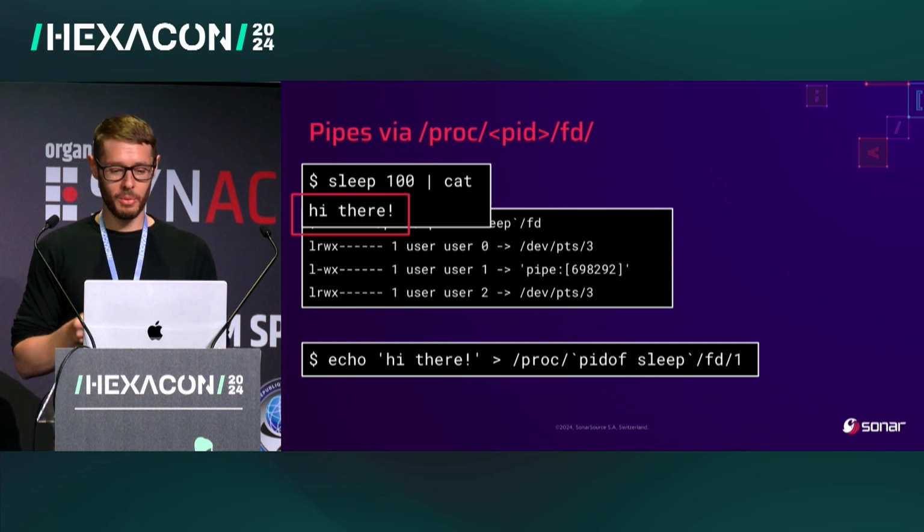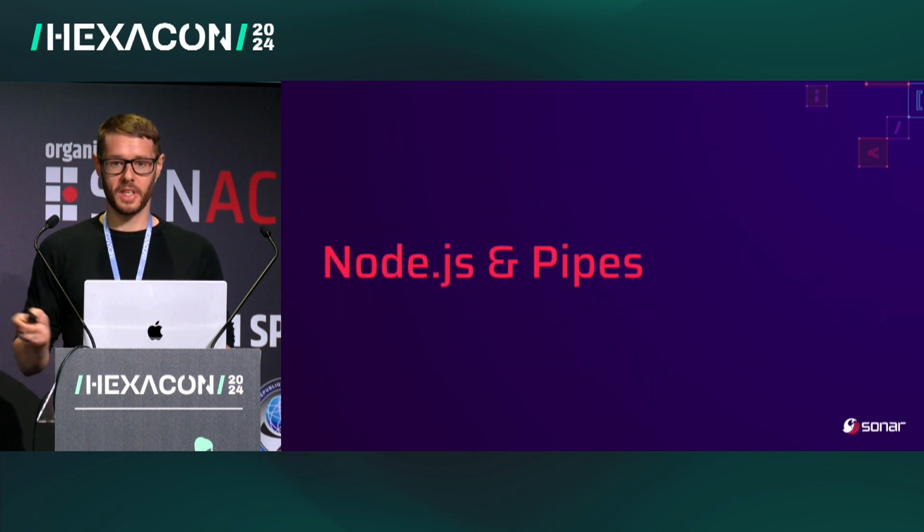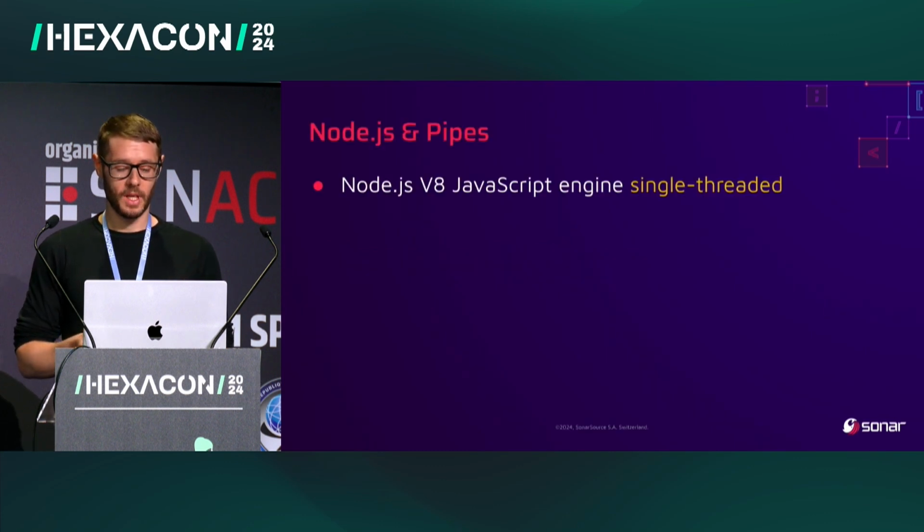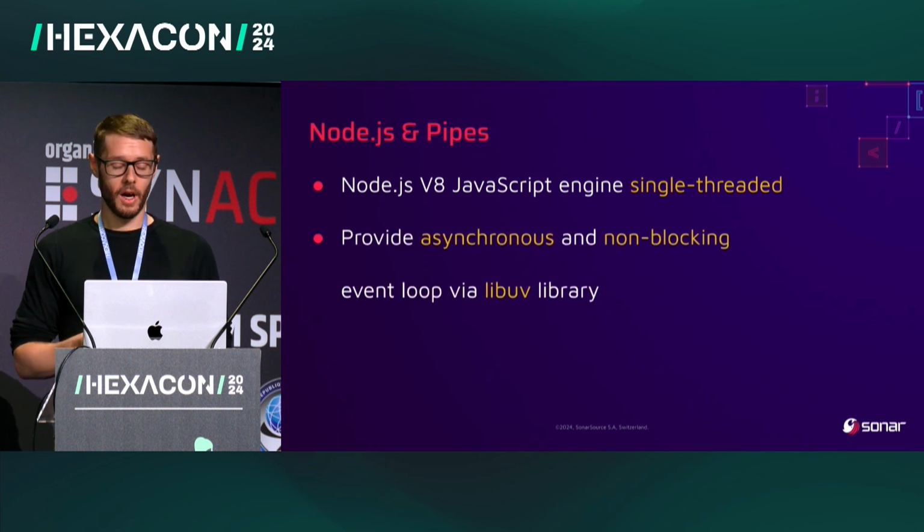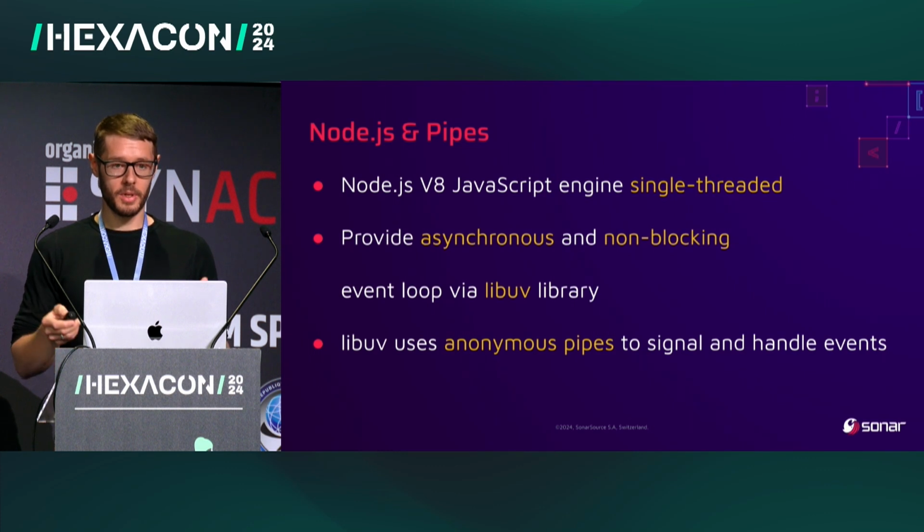OK, so far we've seen how pipes work and how procfs exposes these. Now it's getting interesting. Remember that our target application is a Node.js application. So let's talk about Node.js and pipes. Node.js is built on the V8 JavaScript engine, which is single-threaded. However, Node.js provides an asynchronous and non-blocking event loop. In order to do so, Node.js uses a library called libuv. This library uses anonymous pipes to signal and handle events. So it also issues a pipe syscall to make the kernel create a pipe.